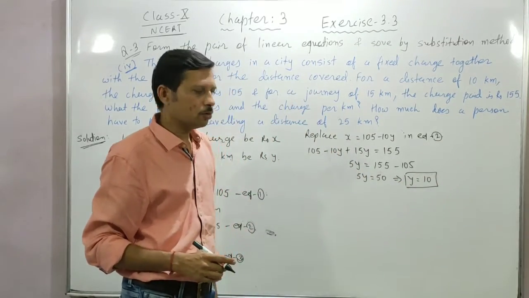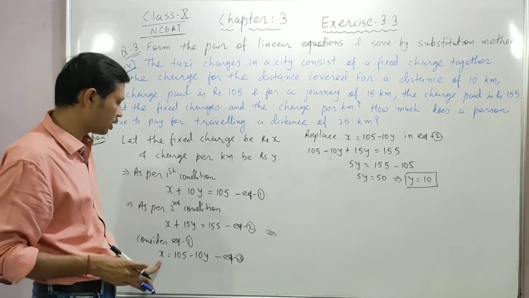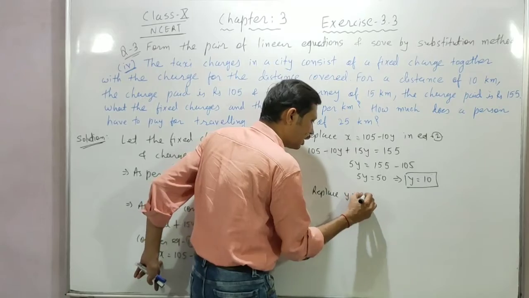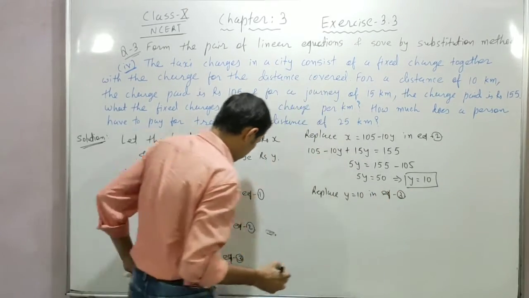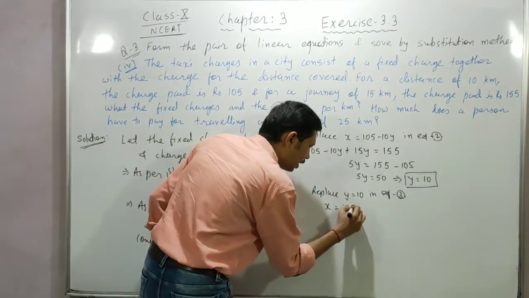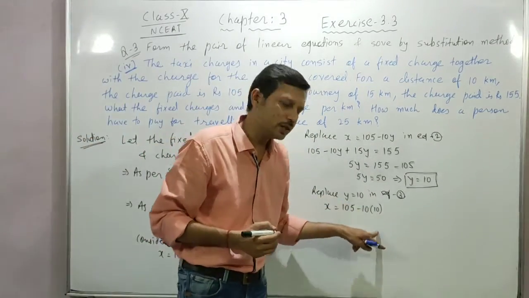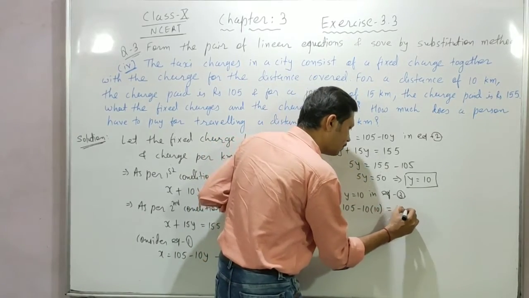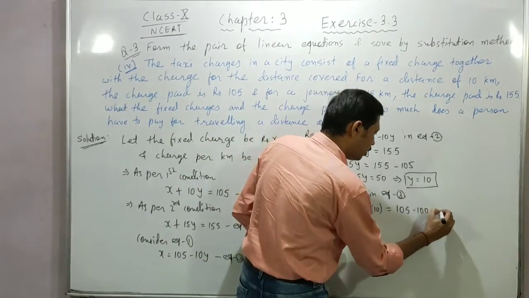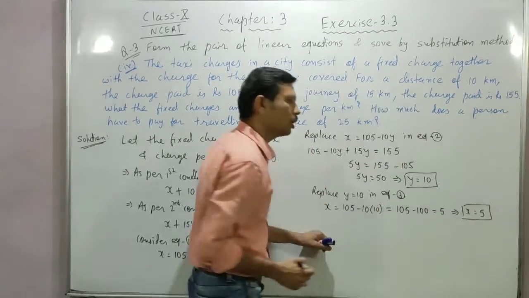Now we will replace this value to find out the x in any of the one equation, 1, 2 or 3. But I will select the third one because x value is ready made. So now I will write down, replace y is equal to 10 in equation number 3. What is equation number 3? X equal to 105 minus 10y. Y is what? 10. In the place of y, we will replace here 10. So the calculation will be what? 105 minus 100. So that is equal to what? It's a 5. So x equal to 5 is clear.